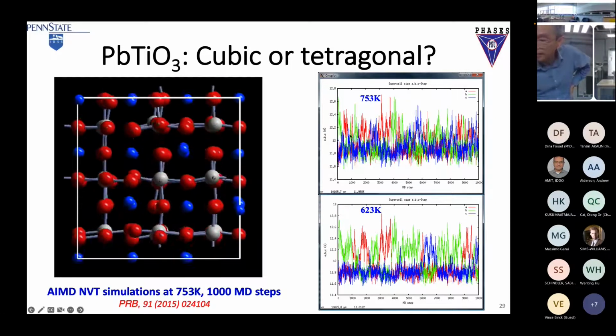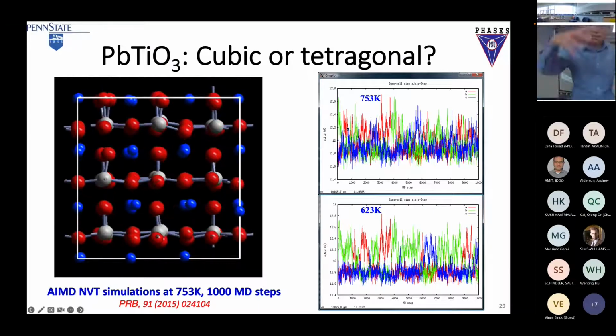We can actually figure out that the transition here, the red one, you see, what does it track like this, right? It flips like that, flips like that. So it changes all directions. Overall, it looks like cubic. But look locally, it's all tetragonal. So that really shows the importance of these microstates.